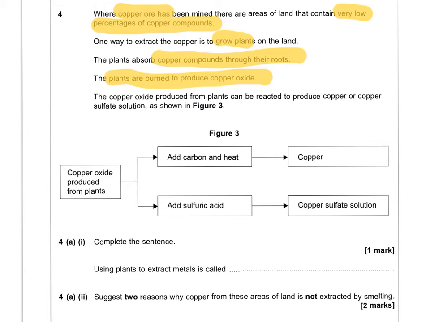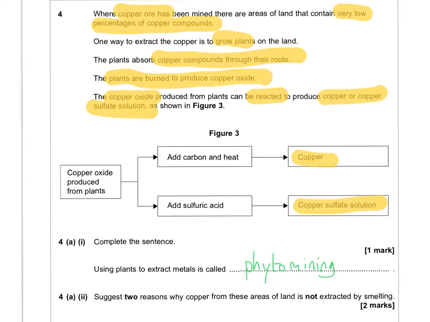And I've just given the answers to the first question, but you can see you just have to sometimes just know very, very straightforward answers. So you've got one for free there. The copper oxide produced from plants, just reading back in the question, copper oxide produced from plants can be reacted to produce copper or copper sulfate, and then we've got our 2 kind of pathways here. Okay, so if it's added carbon and heat, you'll produce copper. If you add sulfuric acid, you produce copper sulfate solution.